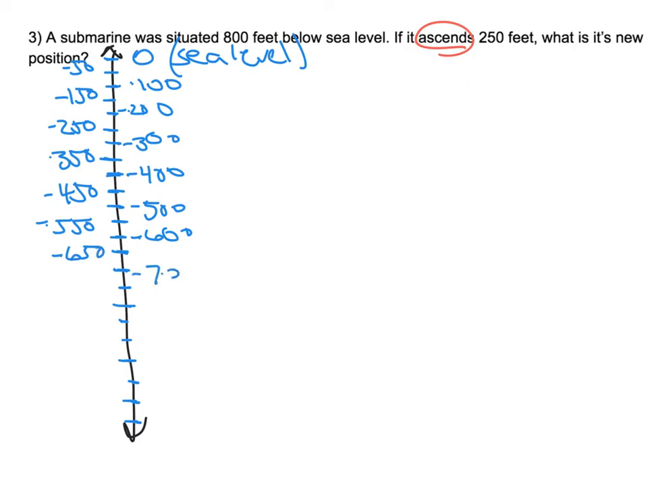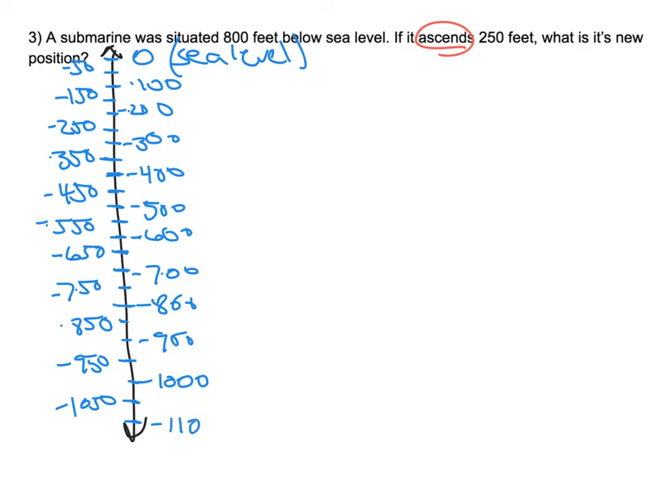All right, and we're now at negative 700, negative 750, and negative 800. If this number line keeps going, we'll just keep on counting by 50s. Negative 1,000 feet, negative 1,050, and this is negative 1,100.